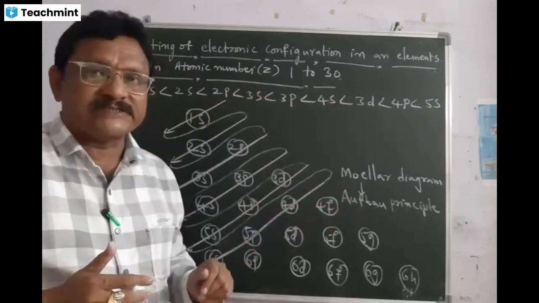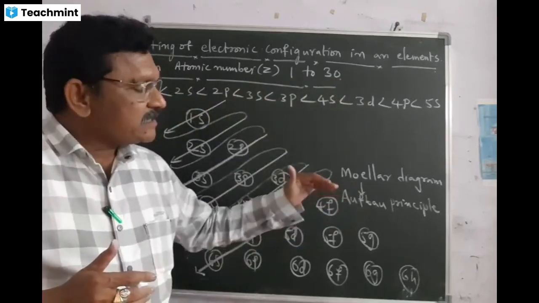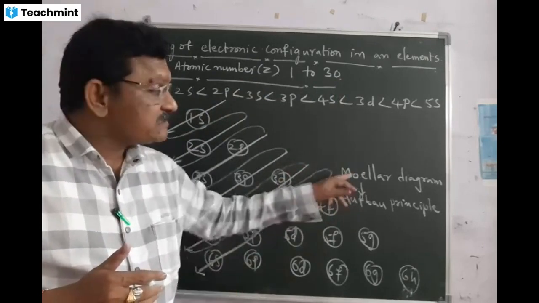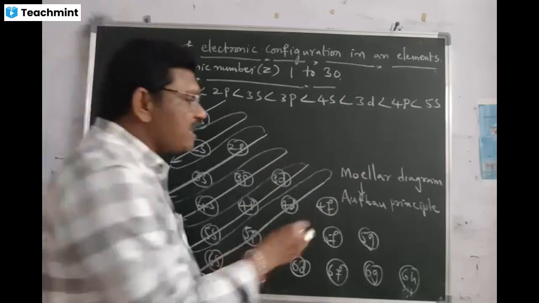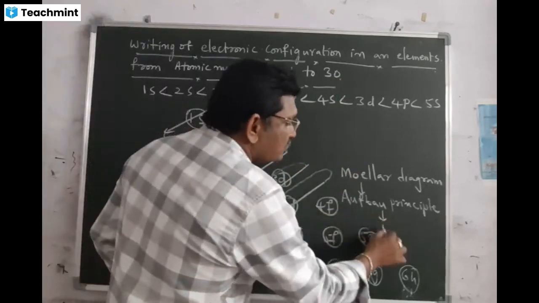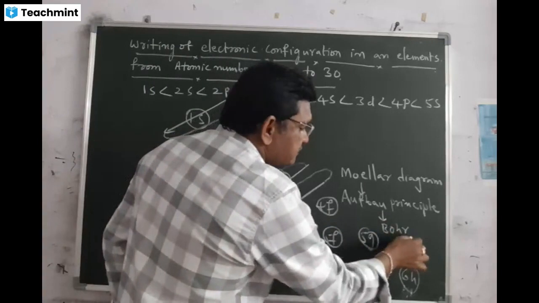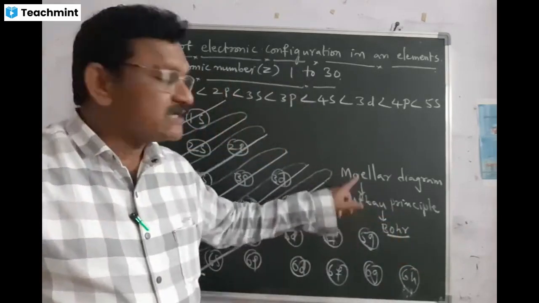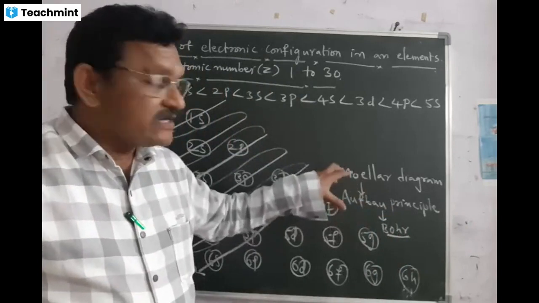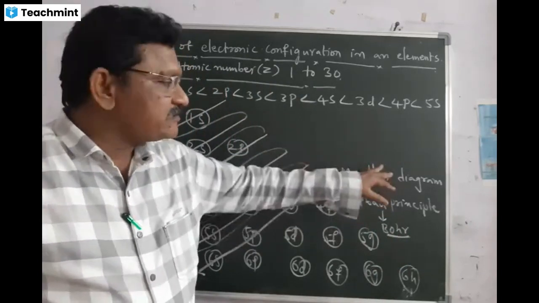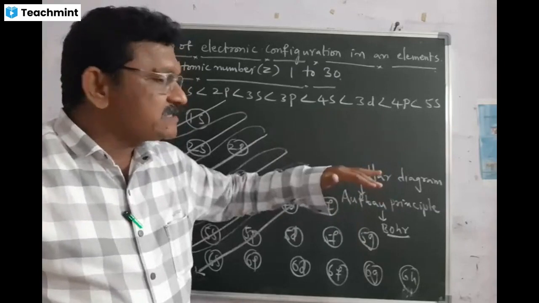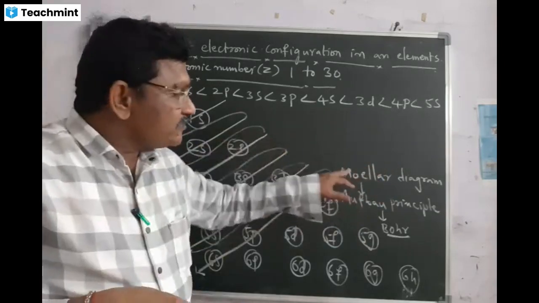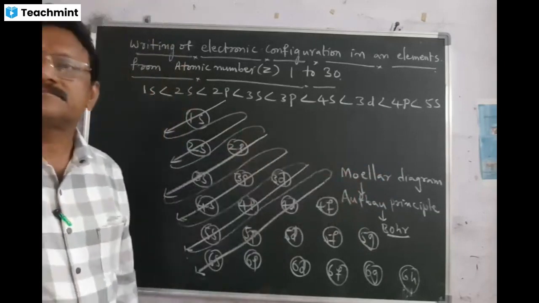That's why it is called the Aufbau principle, which is easily understood from the Moeller diagram. Actually, the Aufbau principle was proposed by the scientist Bohr. What is the Aufbau principle? The building-up principle. That means electrons fill the lower energy orbital first, followed by the higher energy orbital. Lower and higher energy orbitals are known very clearly from the Moeller diagram.